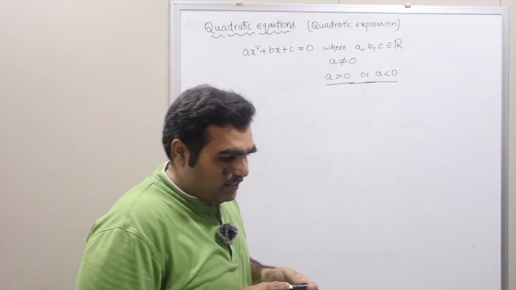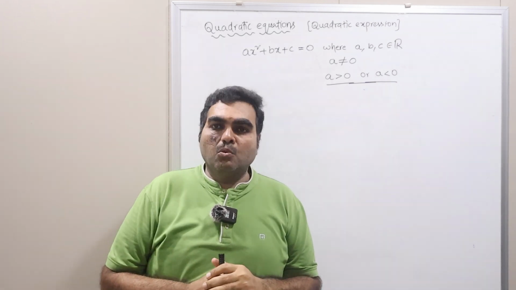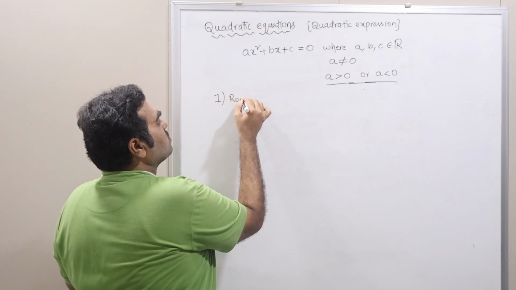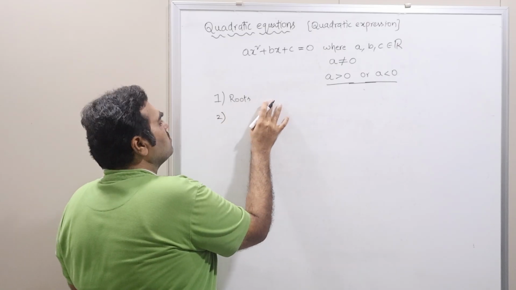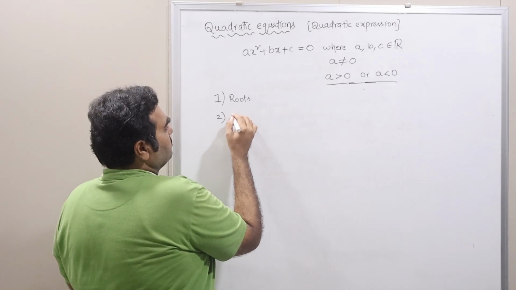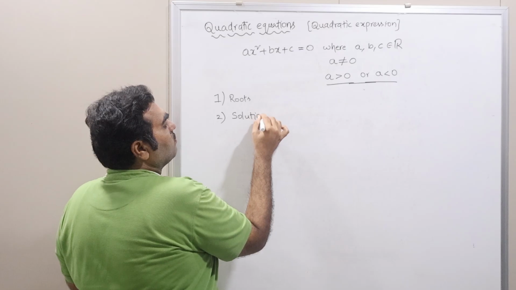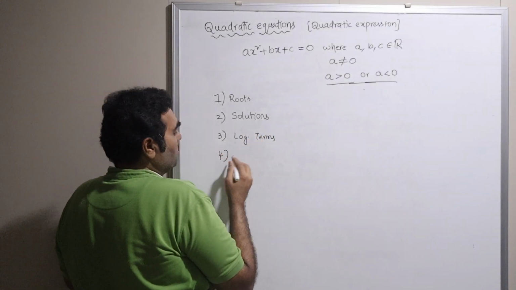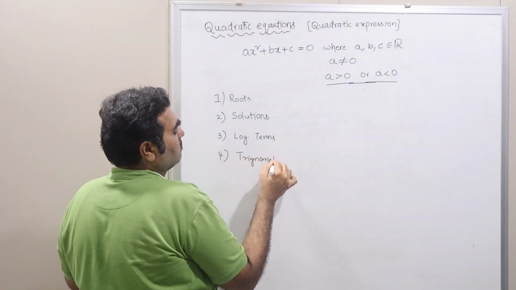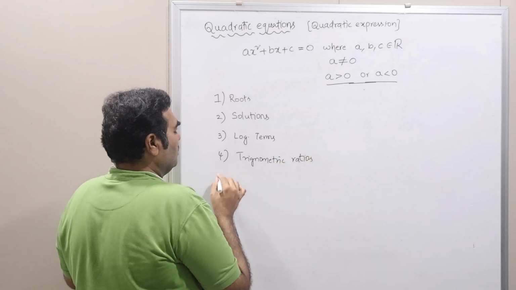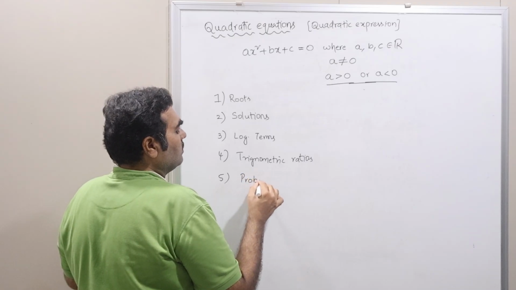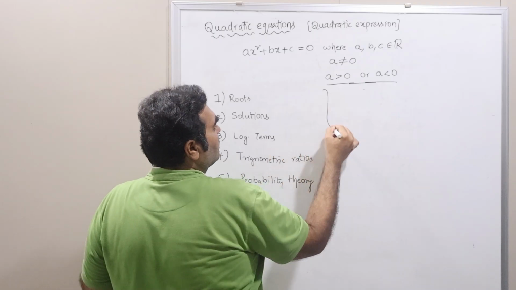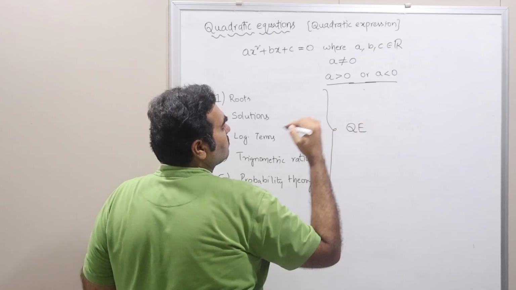The questions on quadratic equations are not always based on roots and solutions. There may be questions on roots, to find the roots, the nature of the roots and all. There may be questions on solutions, on logarithm terms. The questions may contain trigonometric ratios. Also, the questions may be based on probability theory. In all these things, you may have to deal with quadratic equations, right?